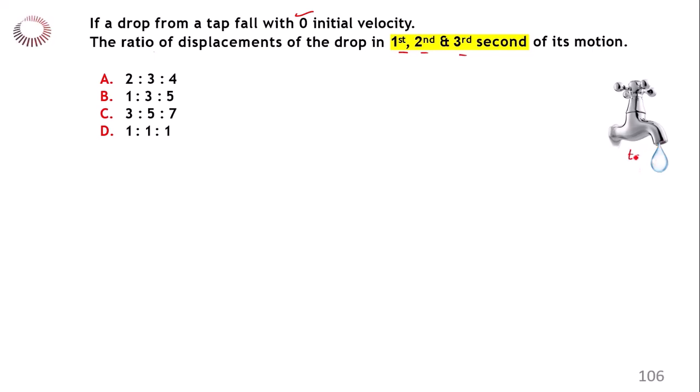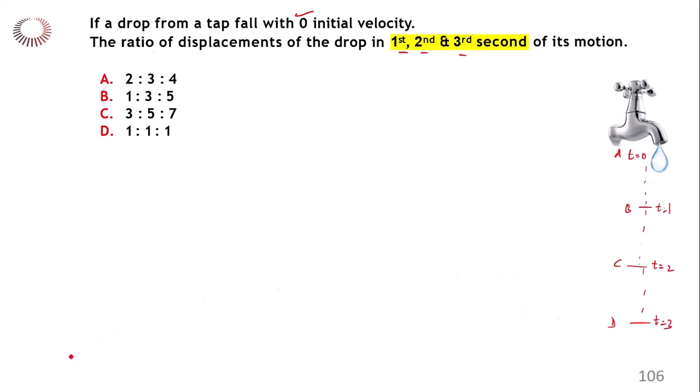At t equals 0, the particle starts from, let us say, the point A. After 1 second, the particle goes to point B, where the time is 1 second. Let us say after 2 seconds, the particle goes to point C, where the time is 2 seconds. Then after 3 seconds, the particle goes to point D, t equals 3 seconds.